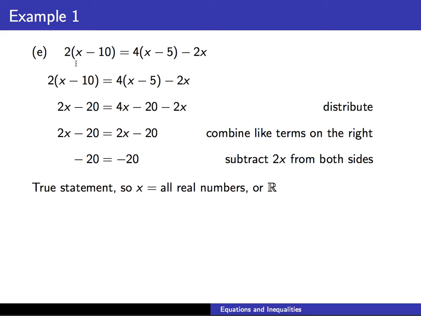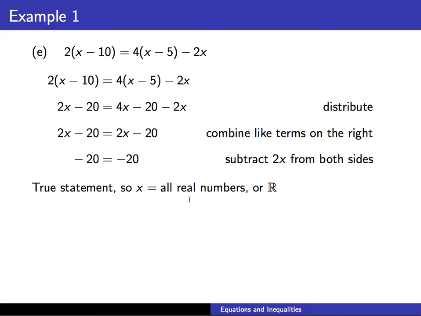So for instance, if we plugged in x equals, let's say 1, we get 2 times negative 9, which is negative 18. 4 times negative 4 is negative 16, minus 2 times 1 is 2. And negative 16 minus 2 does give us negative 18. So when our variables cancel out, we'll be left with either a true statement or a false statement. Here we have negative 20 does equal negative 20. That is a true statement. So x is all real numbers.